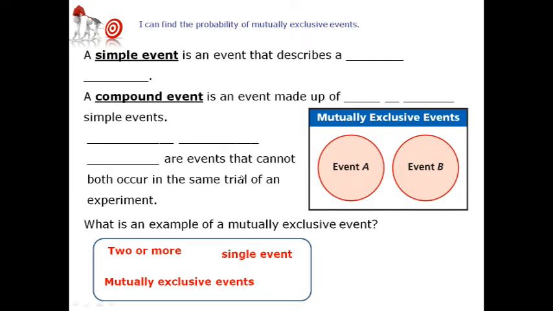So a simple event is an event that describes a single event. A compound event is an event made up of 2 or more events.